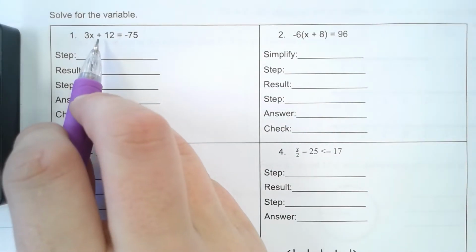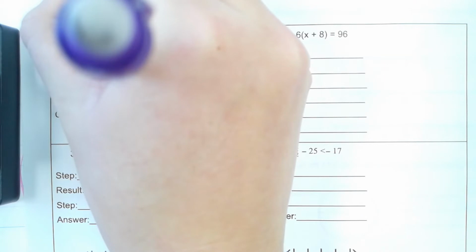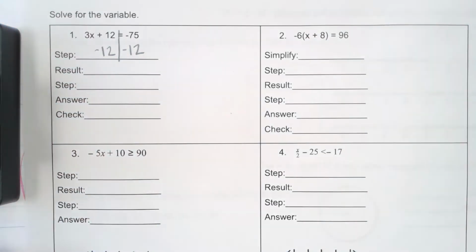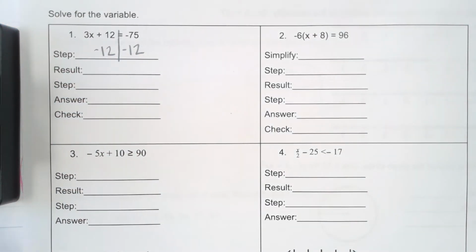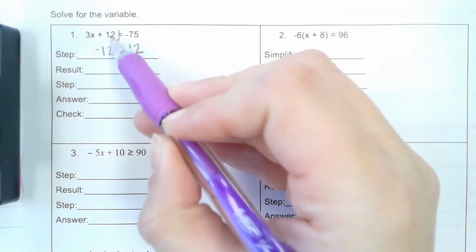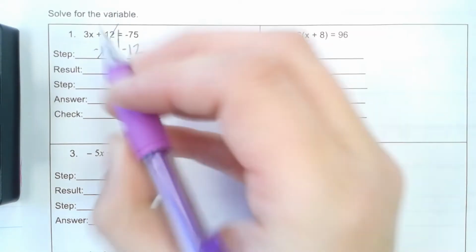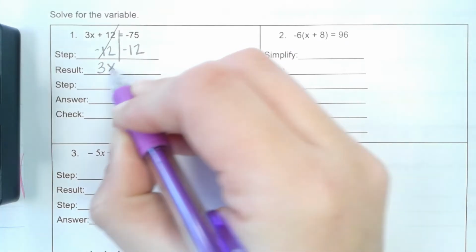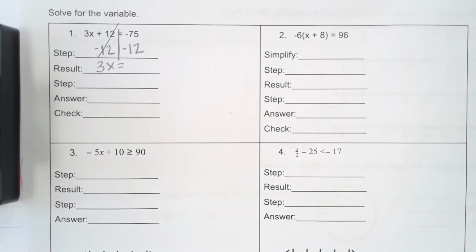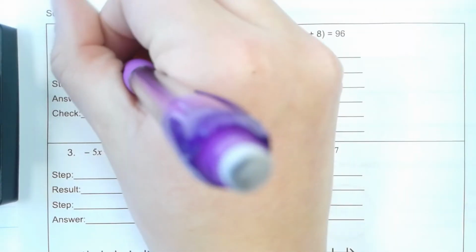And to move it, you have to do its inverse operation. So if it's adding 12, the opposite of adding 12 is subtracting 12. And you want to make sure that you're subtracting 12 from both sides of that equal sign. So your plus 12 minus 12 cancel. You're left with 3x equals, and then negative 75 minus 12 gives us negative 87.